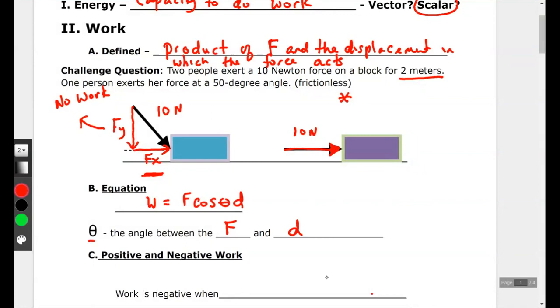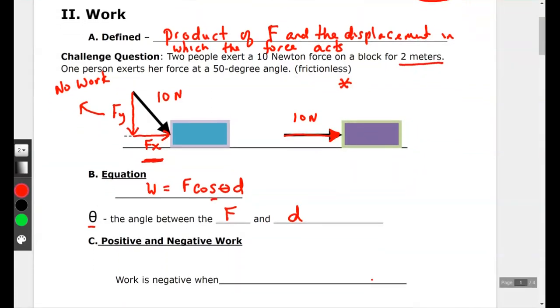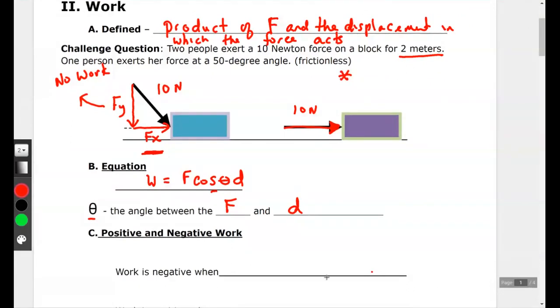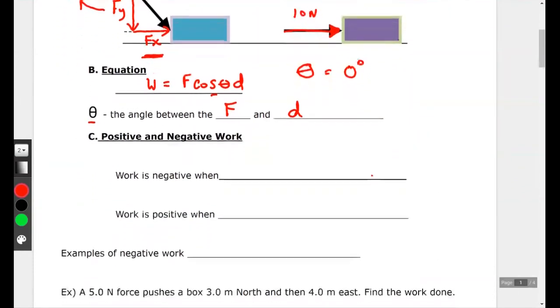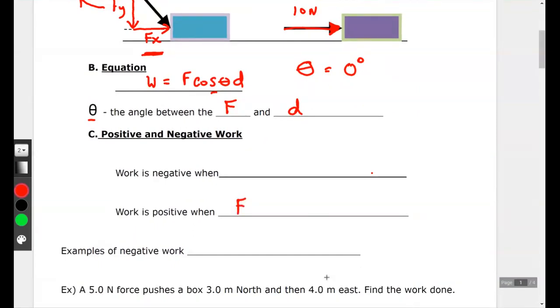So remember, theta in this equation is the angle between the force and the displacement. In this case, theta is 0 degrees, because the force acts in the direction of the displacement. We'll get to negative work. So they both do positive work. What's positive work? Work is positive when the force acts in the same direction as the displacement.